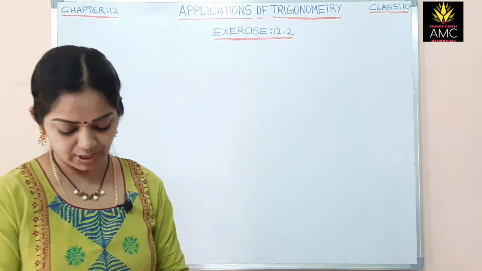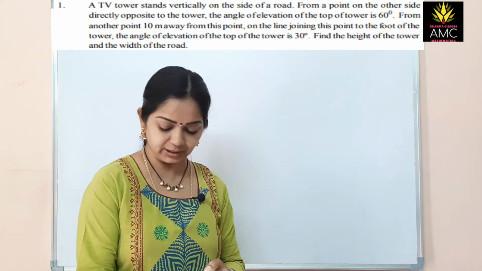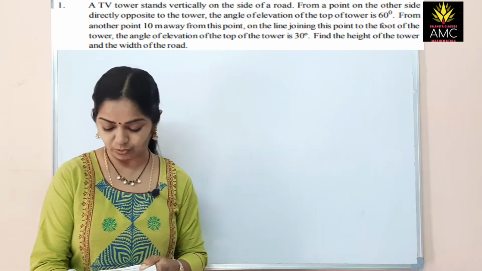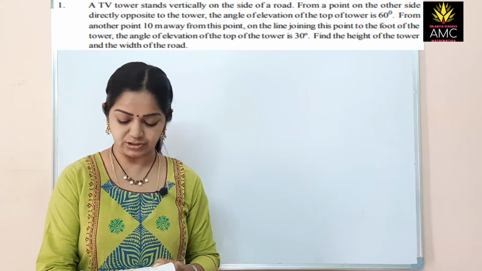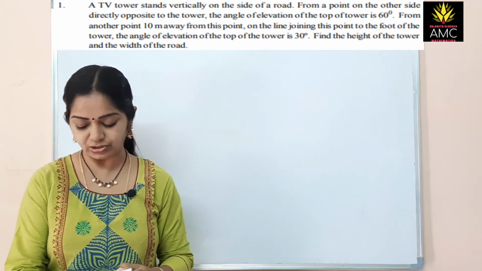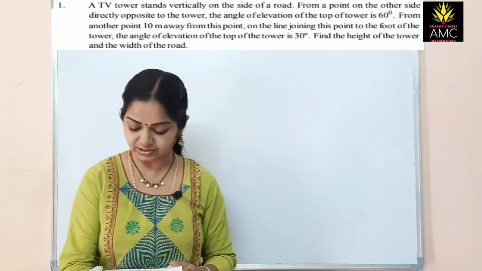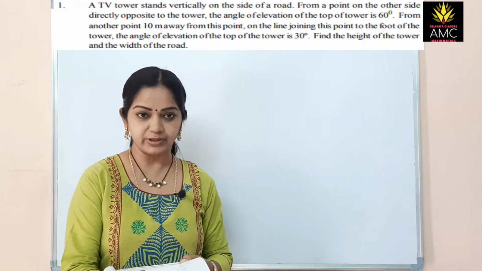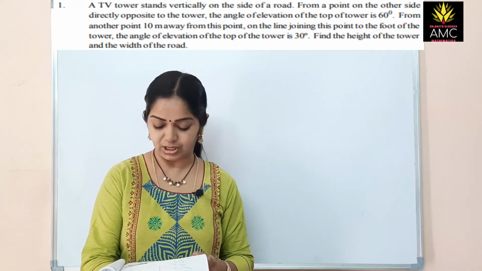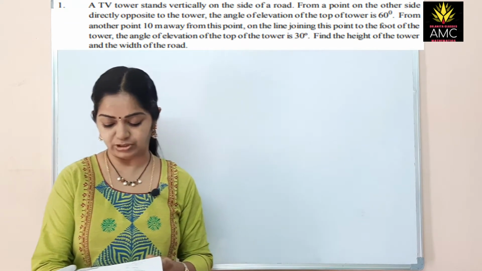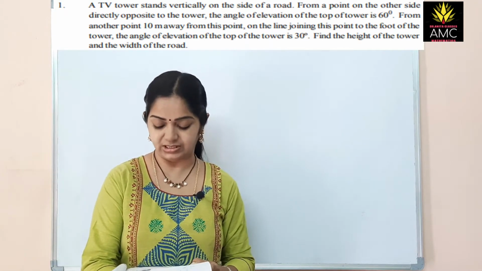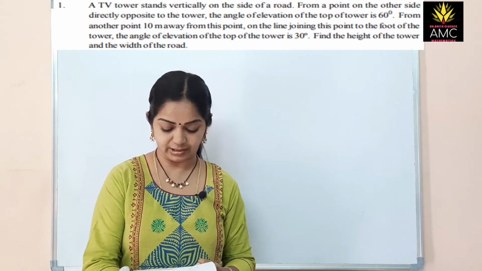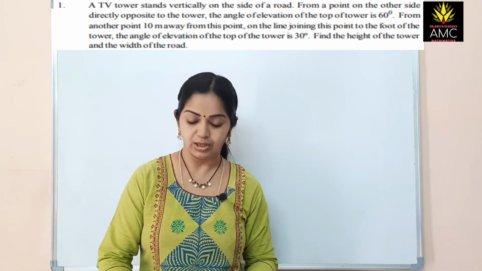Like the first one: a TV tower stands vertically on the side of a road. From a point on the other side, directly opposite to the tower, the angle of elevation of the top of the tower is 60 degrees. From another point 10 meters away from this point, on the line joining this point to the foot of the tower, the angle of elevation of the top of the tower is 30 degrees. Find the height of the tower and the width of the road.